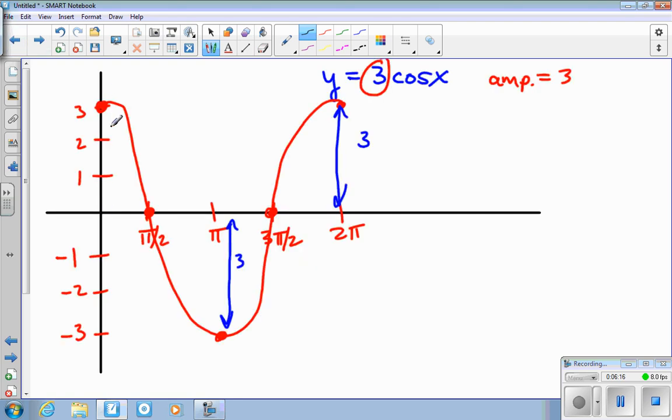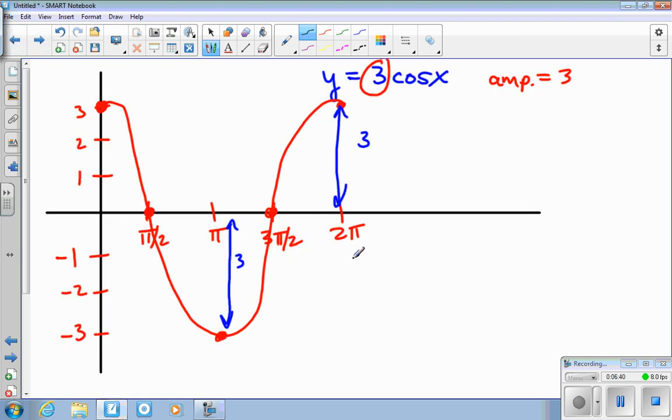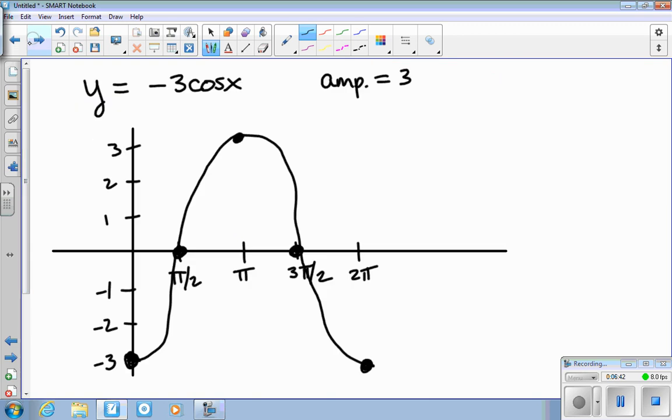So instead of starting up at 3, so here's 3 cosine x, we went up to 3, but instead of being positive, we're going to start, oops, wrong way, we're going to start down at negative 3. Then we're going to go to 0, then to 3, back down to 0, and down to negative 3. So what you're going to see is an upside down cosine graph. So here's y equals 3 cosine x. Here's y equals negative 3 cosine x. They're just upside down.